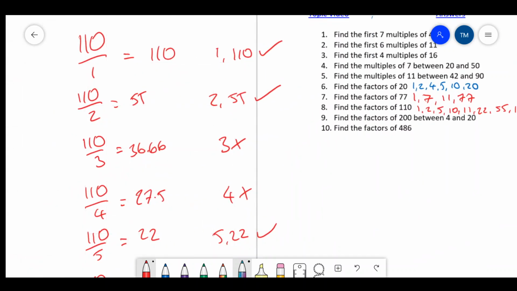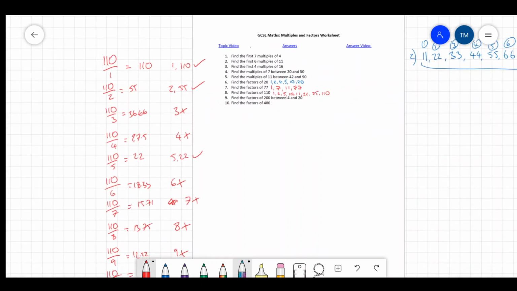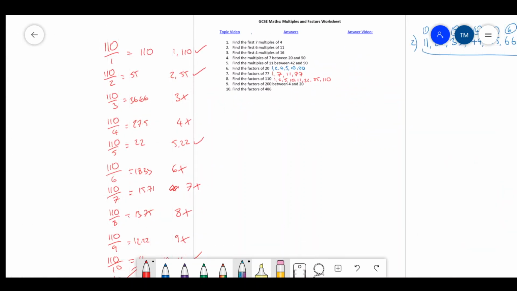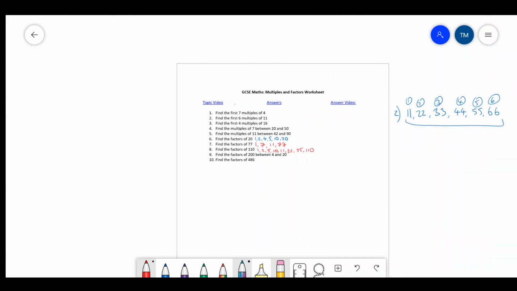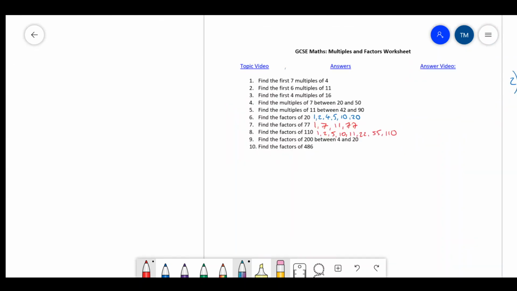Okay, number 9. Find the factors of 200 between 4 and 20. So this time, it only wants us to look at the factors that exist between 4 and 20. So this one again is using a particular range. So what this means is that we don't care about the initial factors, because we can do 200 divided by 1, which is going to be equal to 200. So we can say, well, 1 and 200 are factors. However, they fail in the next step because they're not between 4 and 20.